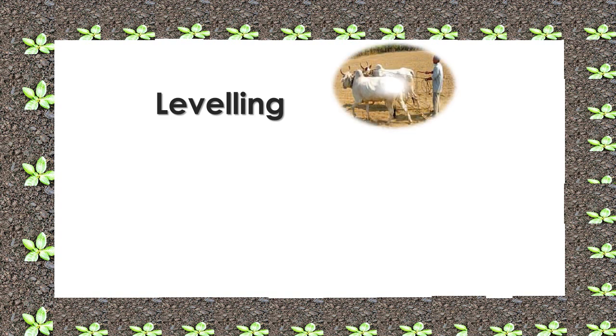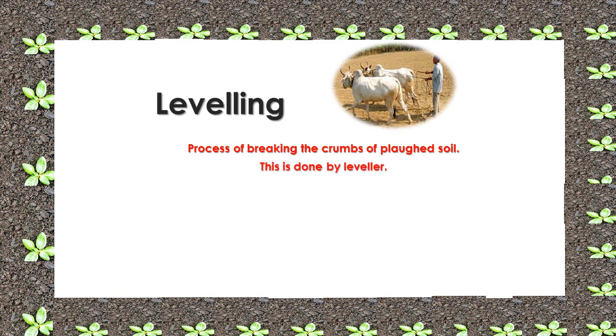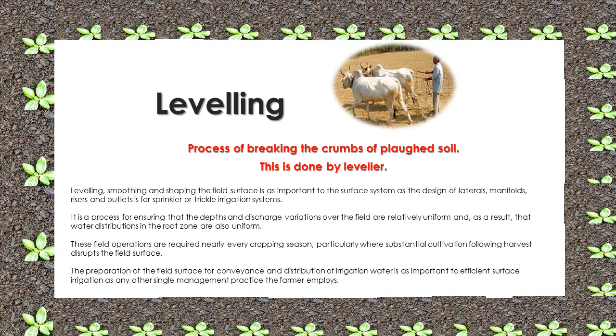The third step for the preparation of soil is leveling. This is the process of breaking the crumbs of ploughed soil. In large fields, this process is done by a leveler. Leveling is actually smoothing and shaping the field surface.